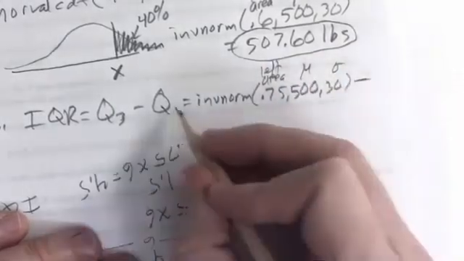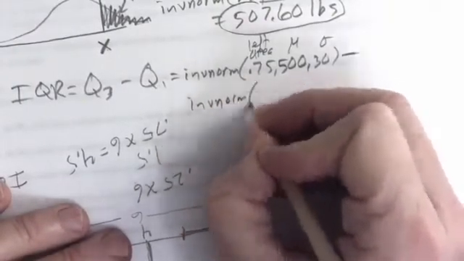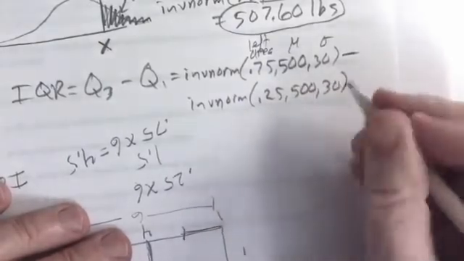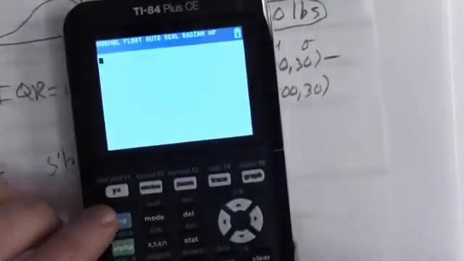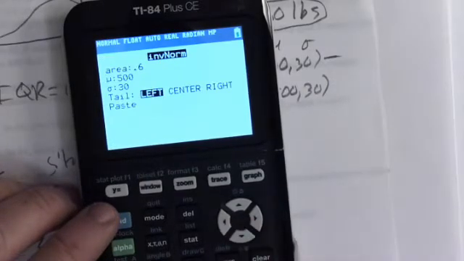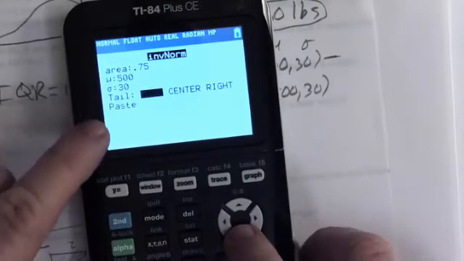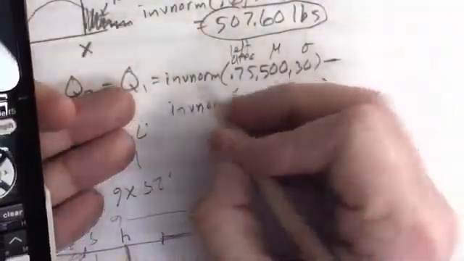All right, minus Q1, which is the 25th percentile. So that's inverse norm of 0.25, mean of 500, standard deviation of 30. And you've labeled it once in that problem, so you don't have to do it again. All right, so anyway, let's find these values. I'll do second vars, which is distribution, inverse norm. And so we're going 0.75, that'd be the Q3. That means that standard deviation left area. Boom, so that's 520.23.